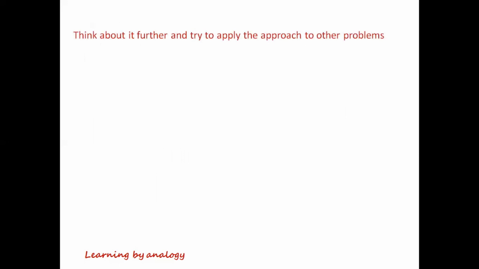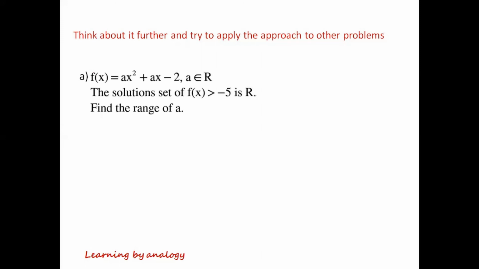Think about the thought process for the previous question further and try to apply the approach to other problems, such as this one. f(x) = ax² + ax − 2, where a is a real number. The solution set of f(x) > −5 is the set of real numbers. Find the range of a.